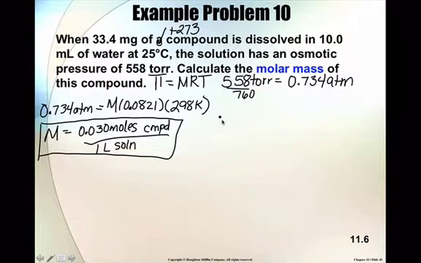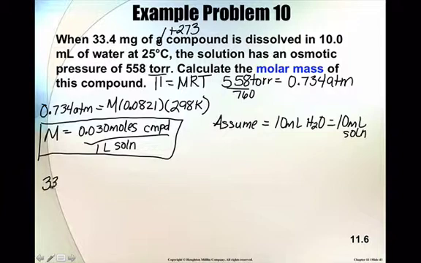What I'm going to assume then is that 10 milliliters of water is going to be the same volume as my solution, because the amount of solid I'm adding is really tiny and it's going to be negligible in the volume of the whole solution. So the volume of the water is the same as the volume of my solution. Then all I have to do is take my 33.4 milligrams of my compound, and that's per 10 milliliters of solution.